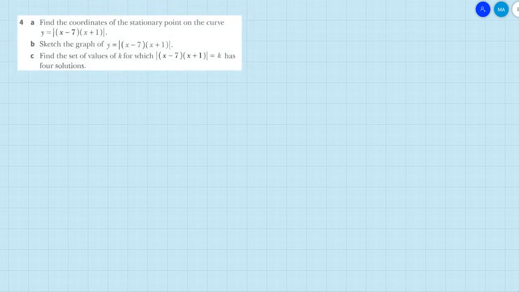Student, this is question number 4. There are 3 parts in question number 4. Part A. Find the coordinates of the stationary point on the curve y is equal to x minus 7 multiplied by x plus 1. First, I will take the equation without the absolute valued sign. x minus 7, x plus 1.